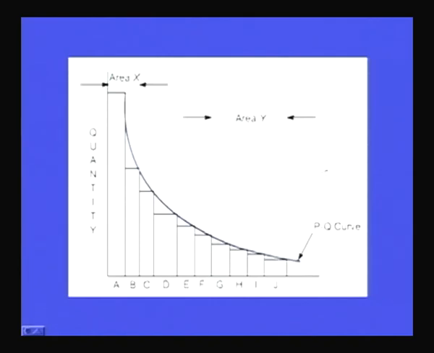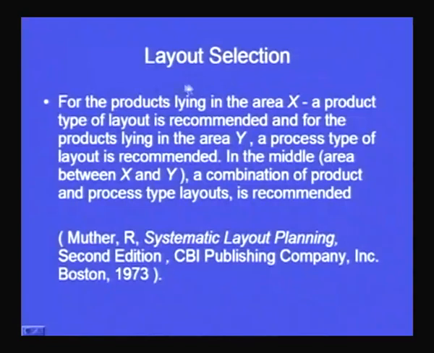Then on the basis of this bar chart, we have to make a decision on which type of layout should be used. So the layout selection will be carried forward for the products lying in area X. So we have seen that there is an area X as well as an area Y. Now for the products lying in area X, a product type of layout is recommended. So a product type of layout is recommended for those products for which the volume is more. If you remember, in area X the volume was more and the variety was less. So a product type of layout is recommended.